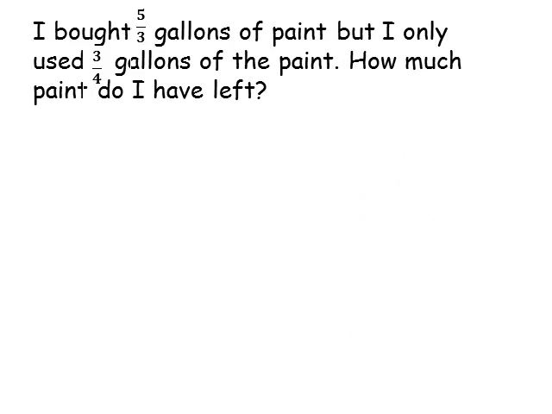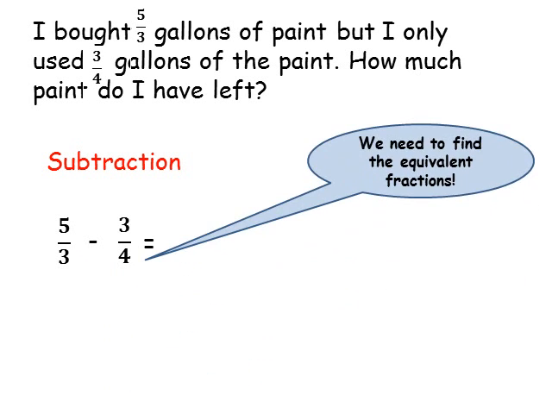Let's try another problem. I bought 5/3 gallons of paint, but I only used 3/4 gallons of paint. Or maybe this should be gallon because it's less than 1. Alright. How much paint do I have left? Okay. So this is subtraction. Okay, so we have 5/3 minus 3/4. And again, we don't have the same denominator, therefore we need to get the equivalent fractions. In order to get the equivalent fractions, we need to find our LCM to find the new denominator.